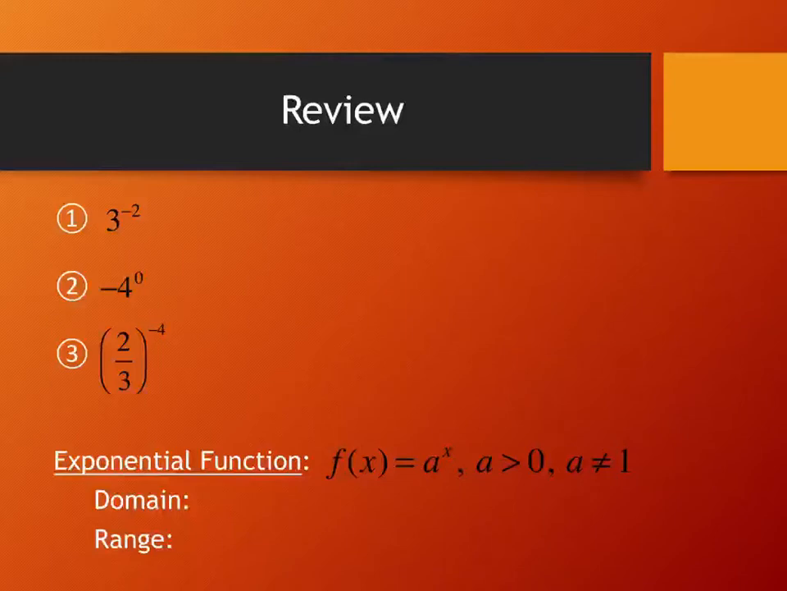If you have 3 to the negative 2, this is just a reminder, a negative exponent means that the value goes into the denominator. So it would be in the denominator as 3 to the positive 2. And of course, 1 over 3 squared would be 1/9.